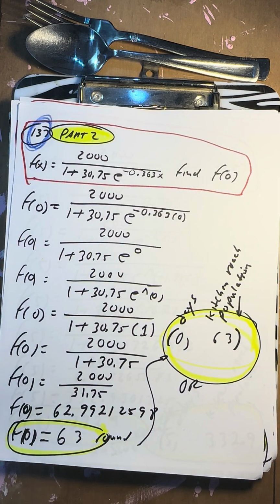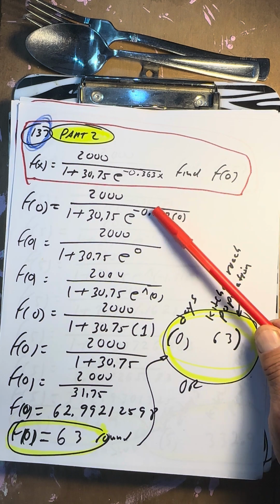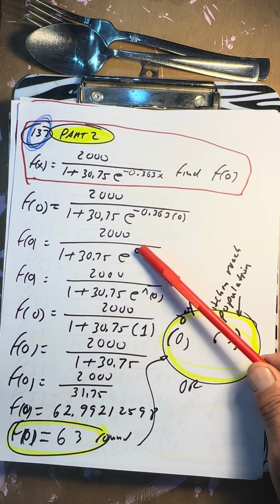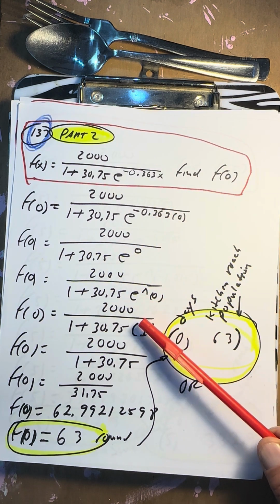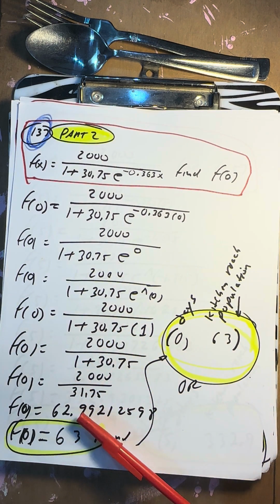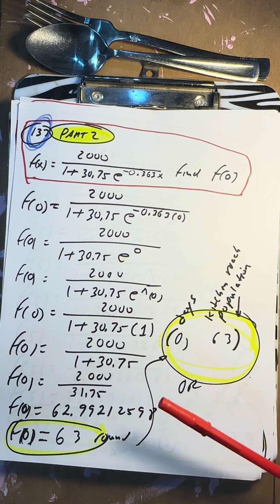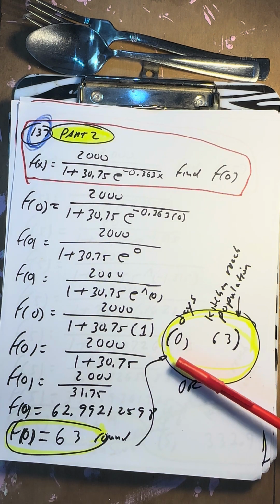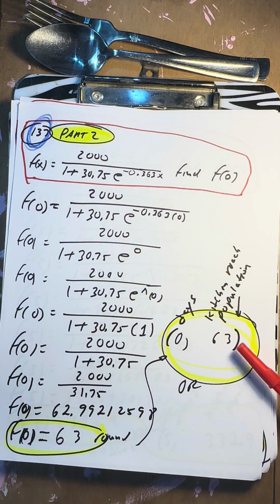So now next question, what's f of 0? So originally, 0 goes in there. That's going to be 0. e to the 0 is going to give you 1 times that. So we have this number divided into 2,000, which is 62 point something. So originally, when the 0 days began, you got the microwave, and there were only 63 kitchen roaches in the microwave.